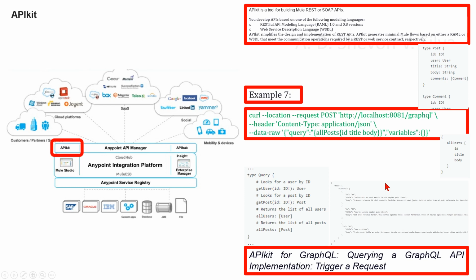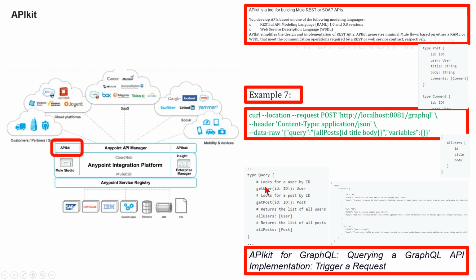The example application is based on the following GraphQL API. You can see here type post: ID, user, title string, body string, comments, and so on. And the request query example is the following. In the following example, the type query defines the list of queries that the service exposes.